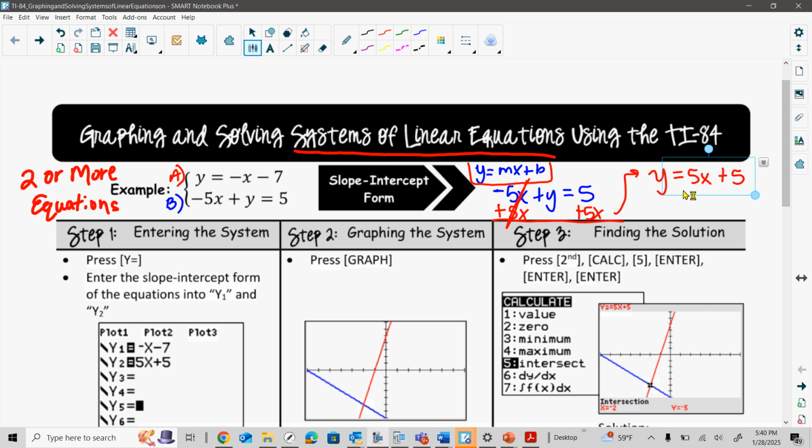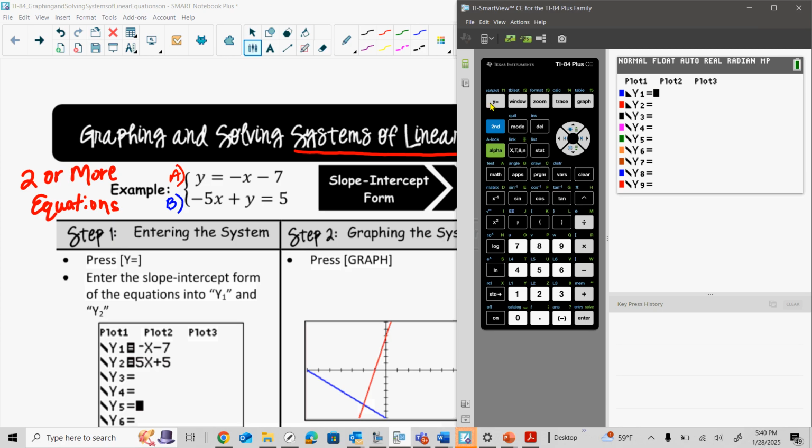So now that we have this, here are our steps right here, 1, 2, and 3, of how to get our answer. We're going to press the y equals button. Go right here, y equals. And we're going to put in our two equations. Equation A would be our y1, which is negative x, and then we put minus 7. Hit enter. And our equation B is the 5x plus 5 that we solved for.